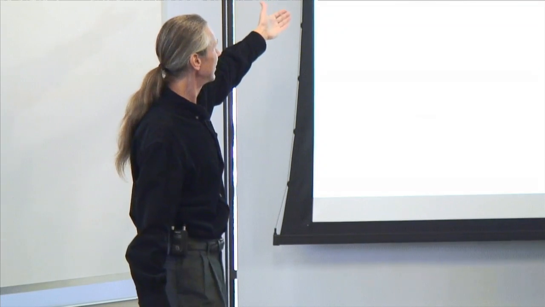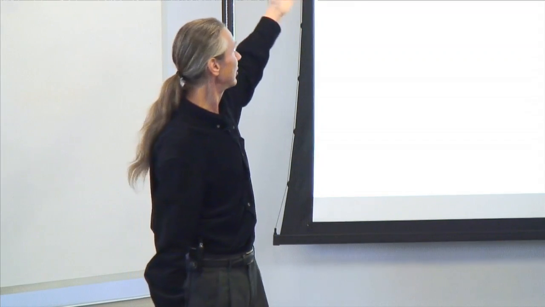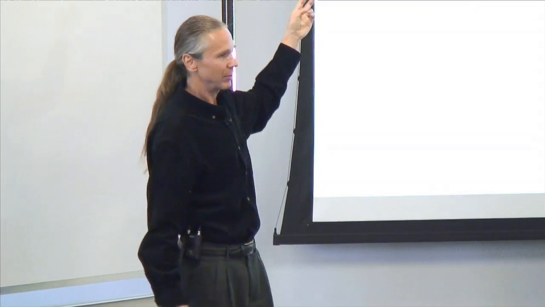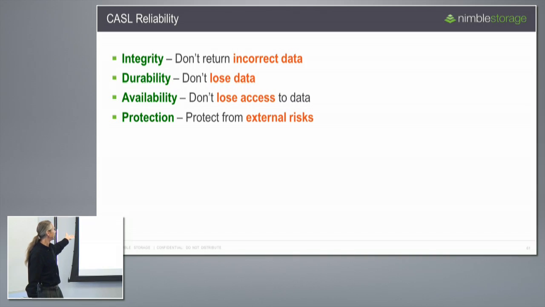All right, to summarize, those are the three principles of data protection that we saw. Integrity: not returning incorrect data. This is actually the most important principle. The second one, durability: we must not lose data. The availability: not to lose access to data. And the protection, additionally. So is replication synchronous or snapshot replication?